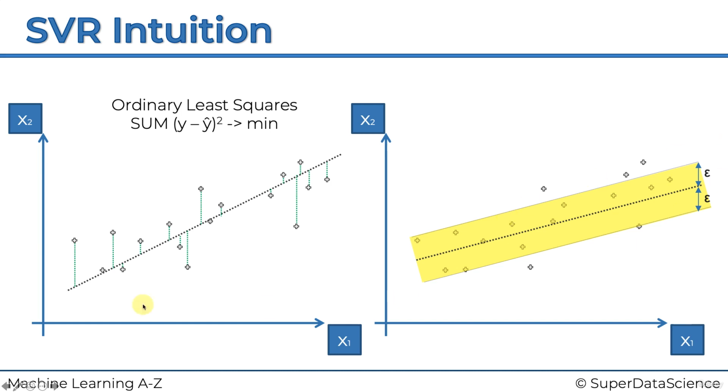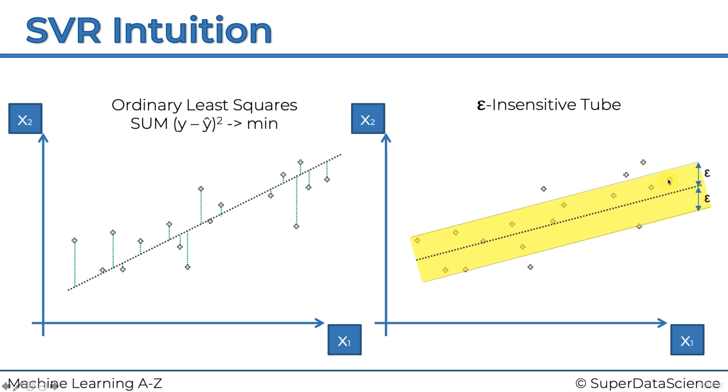And this tube itself is called the epsilon insensitive tube. And what does that mean? Well, that means that any points in our dataset that fall inside the tube, we will be disregarding the error. So basically, this tube, think of it as a margin of error that we are allowing our model to have and not care about any error inside here.